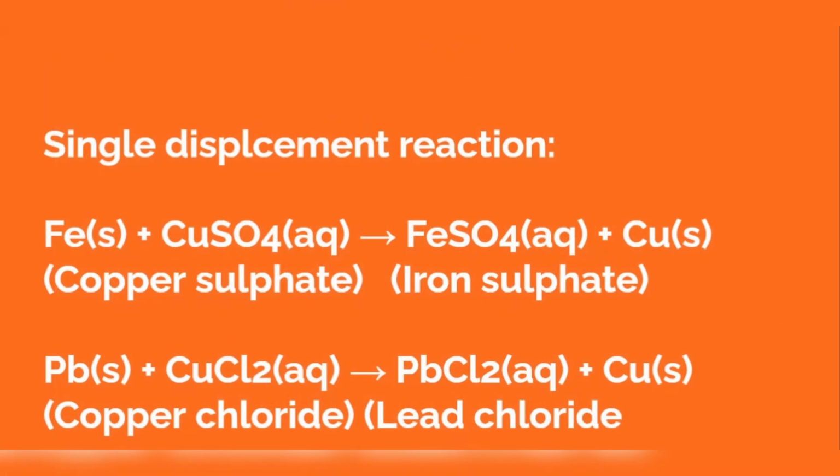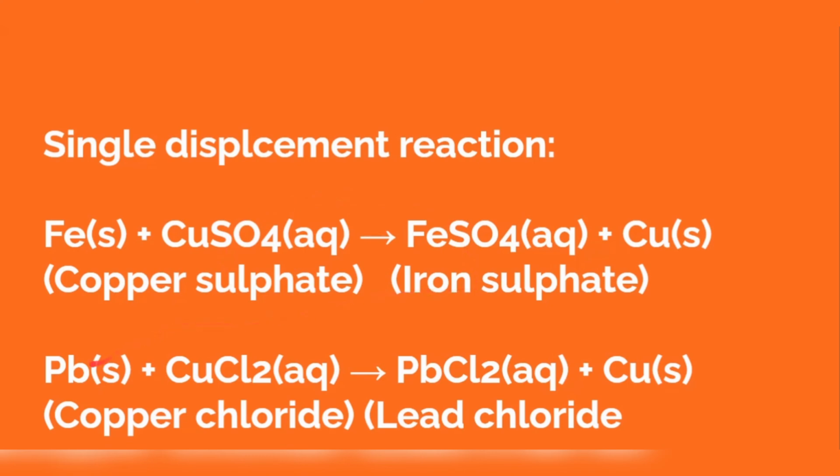Now, these are two other examples of single displacement reactions. Fe plus CuSO4, iron plus copper sulfate. You need to compare copper and iron here, and iron is more reactive than copper, so iron will displace copper from its compound. So the overall product will be FeSO4 plus Cu. Copper sulfate is actually blue in color, so after the reaction you will get a product of FeSO4, that is iron sulfate or ferrous sulfate, which is green in color.